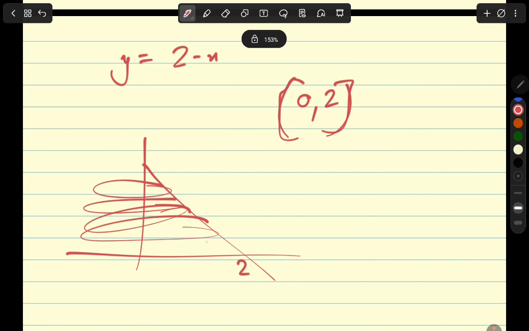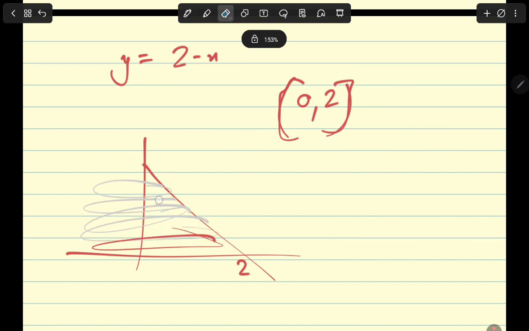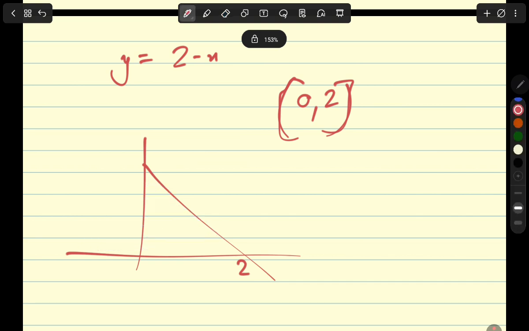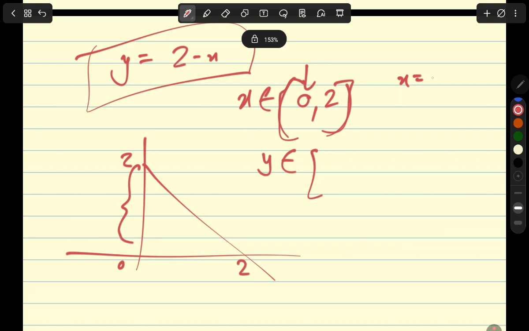Now this is the cone that you're forming, right? So when they say 0 and 2, this is on x, right? You have to find the corresponding range on y. So when x is equal to 0, y is equal to 2, and when x is equal to 2, y is equal to 0. So you have to rotate it around here, but you have to convert it into x as a function of y.